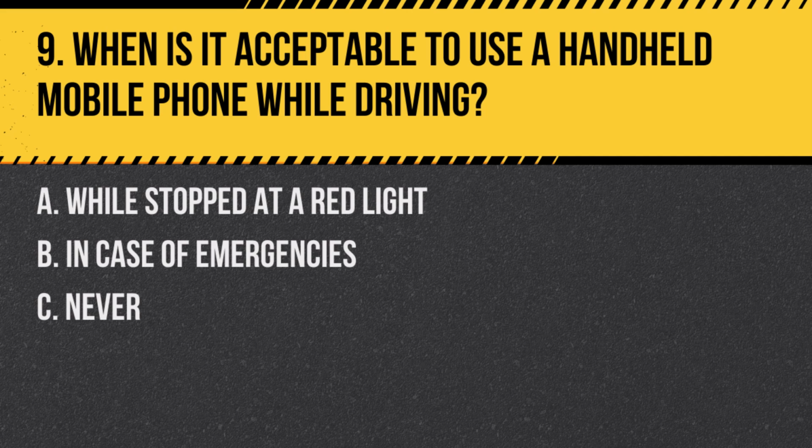Question 9. When is it acceptable to use a handheld mobile phone while driving? A. While stopped at a red light. B. In case of emergencies. C. Never. Answer. C. Never. It is never acceptable to use a handheld mobile phone while driving in California, except in cases of emergency when it's necessary to call emergency services.